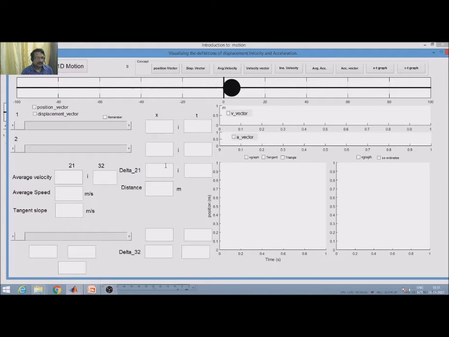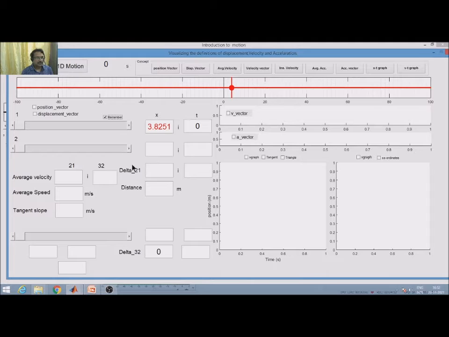This box gives x2 minus x1, t2 minus t1, and this box gives x3 minus x2, and this gives t3 minus t2. Over here we get the average velocity between time t2 and t1, and this is the average velocity between time 3 and time 2. So first let us place the object at t equal to 0. The object is at 3.82 meters.